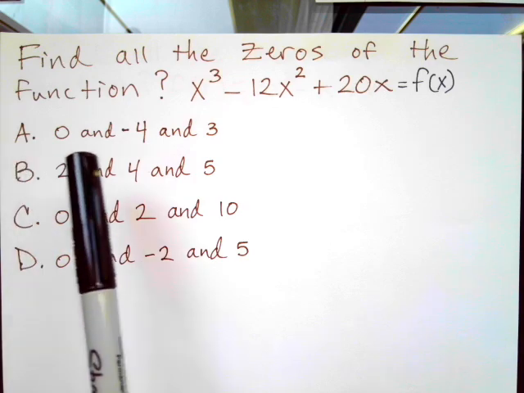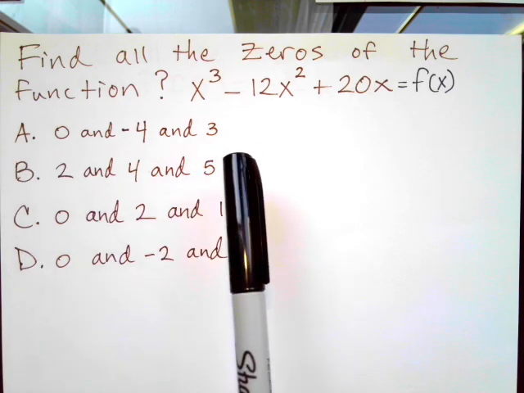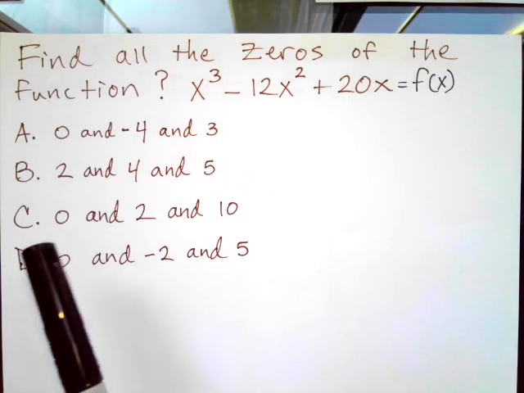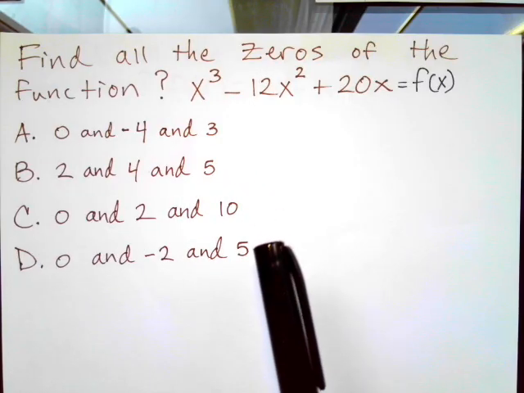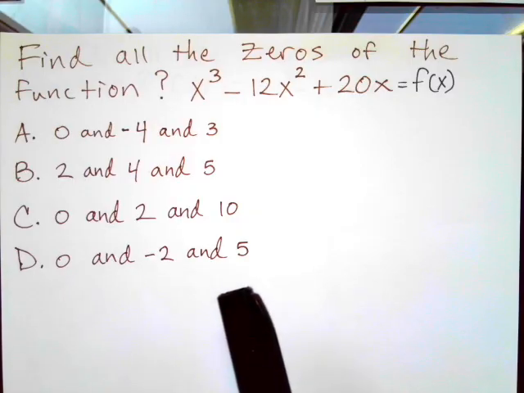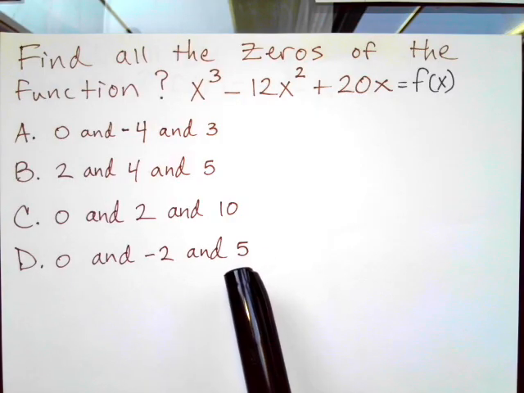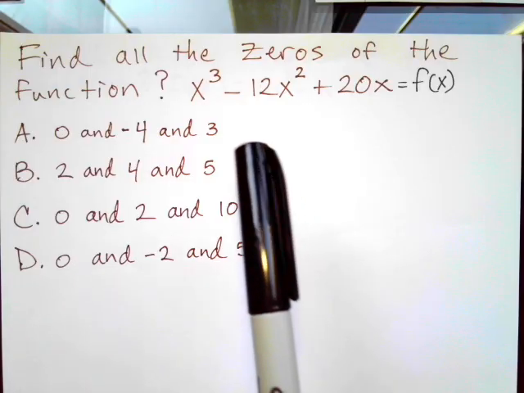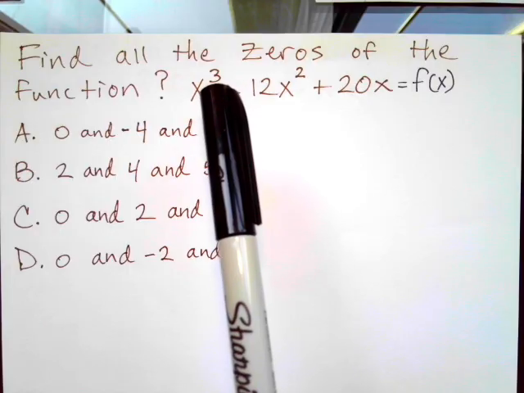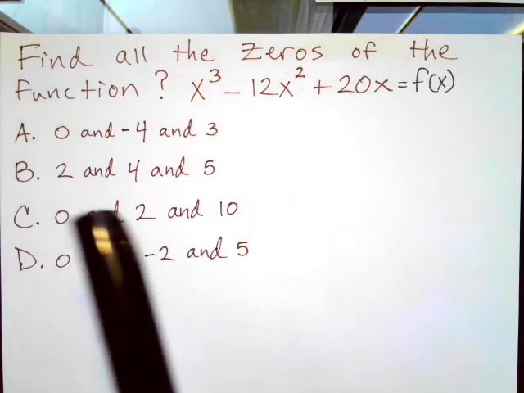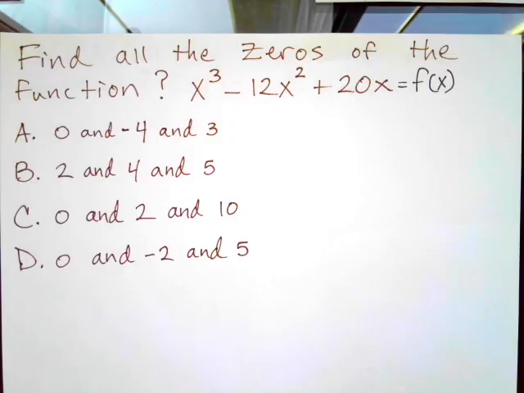So you have option A, 0, negative 4, and 3. Option B, 2 and 4 and 5. Option C, 0 and 2 and 10. Option D, 0 and negative 2 and a positive 5. There are 3 answers because there are 3 powers of the x. That's a little hint for you.